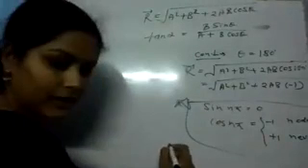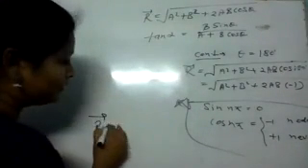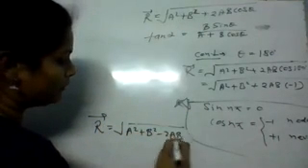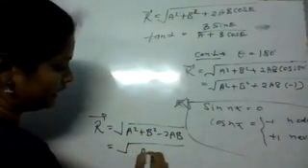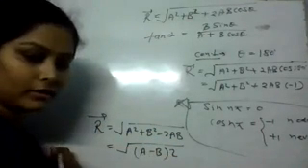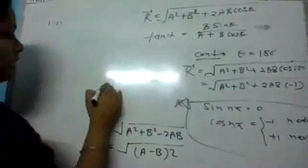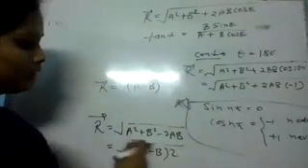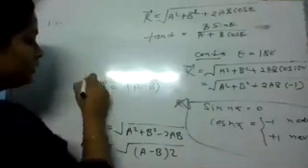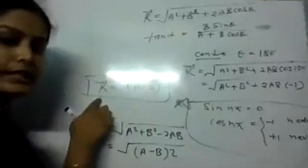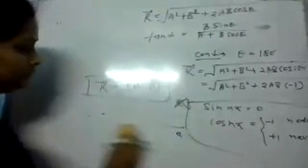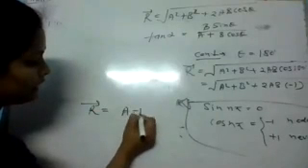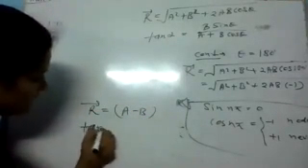Now, what will be our resultant? It is a square plus b square minus 2ab. This is the formula of a minus b whole square. So your resultant will be a minus b, because we will cancel the root with the square. So this is your minimum. In this case we have the minimum resultant, so R equals a minus b.